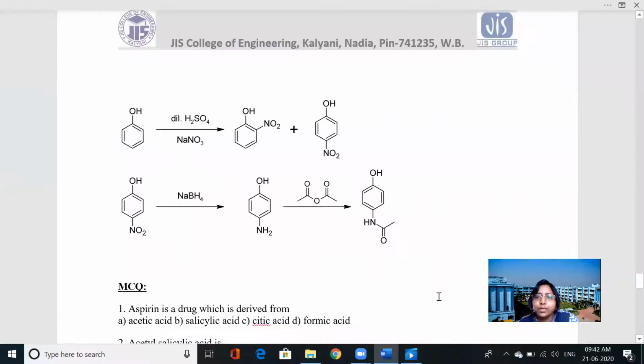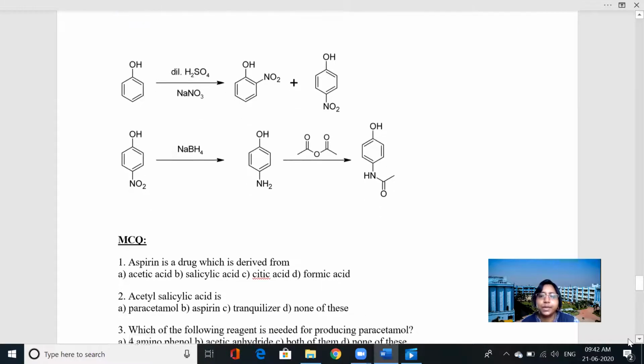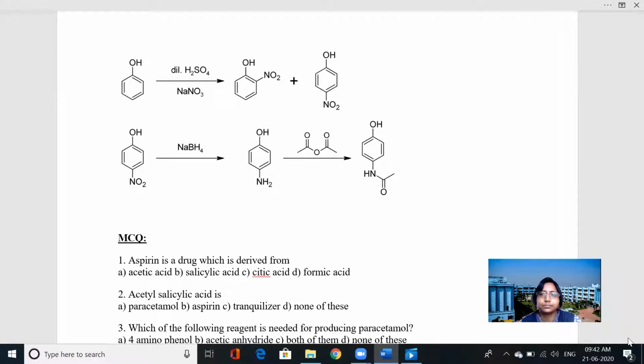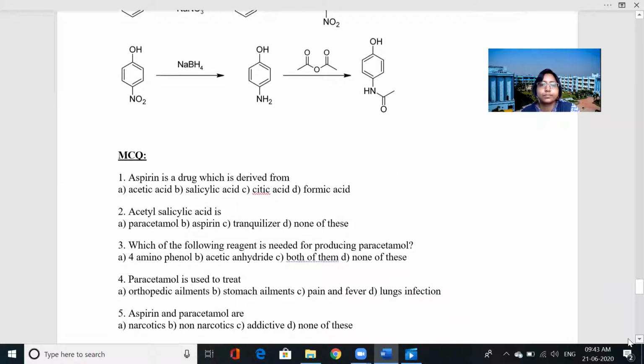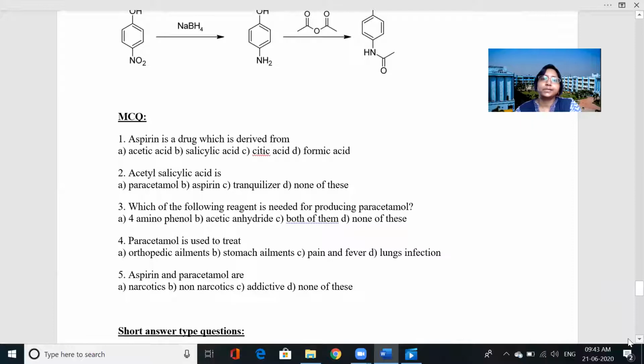So now you have learned the synthesis of paracetamol and synthesis of aspirin. Now let's see how much you have learned. So there are some MCQ questions. So let's try to answer. Aspirin is a drug which is derived from acetic acid, salicylic acid, citric acid, or formic acid. So the answer will be salicylic acid.